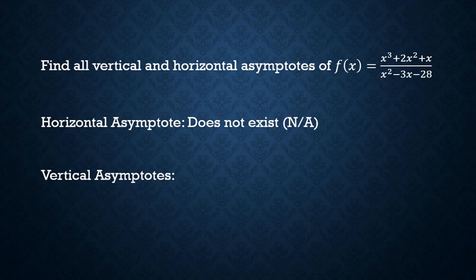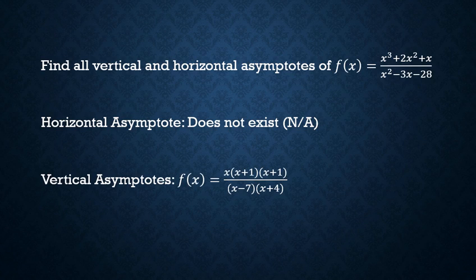So if we factor the numerator and the denominator separately, we get x times x plus 1 times x plus 1 on the top. And for the bottom, we get x minus 7 times x plus 4. Clearly, there are no common factors here between the top and the bottom. So we just take the bottom, set it equal to 0, and solve for x.